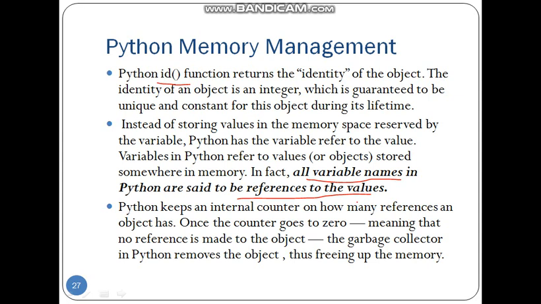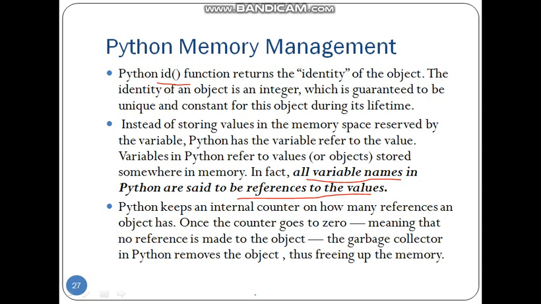For example, if inside our program there is a value 50, 10 times, this 50 is stored only once and 10 references are created using different variables. That is happening in Python. So optimized memory is used in the case of Python.